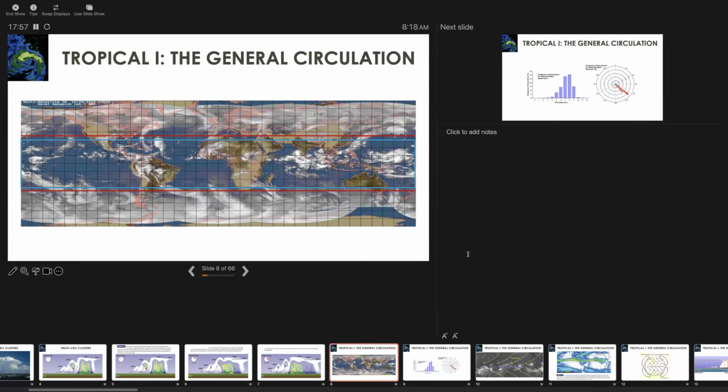How did they make this composite image? Infrared satellites or visible? Infrared, yeah, right. You can see our old friend, lots of gray. Okay. What do you notice about the satellite image, the snapshot?